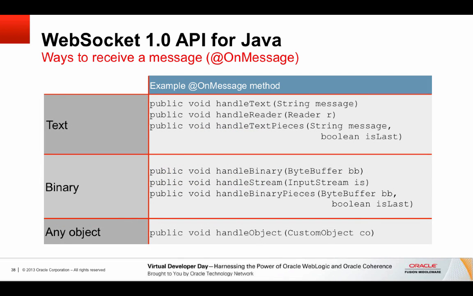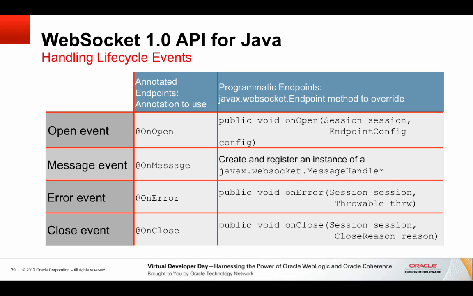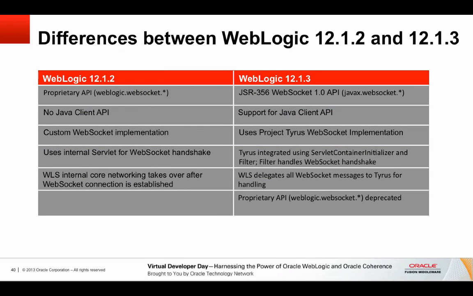There's, as we said, different ways to go ahead and receive messages through the @OnMessage annotation. To handle the various lifecycle events that are occurring within the WebSocket runtime, we can use annotations, so @OnOpen, OnMessage, etc. Or I can create programmatic endpoints by implementing the javax.websocket.Endpoint interface and creating methods that conform to that interface, which will then be called back. So various different ways of developing WebSocket capable applications.